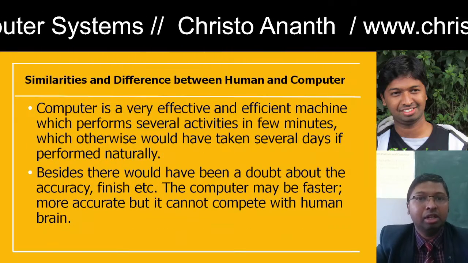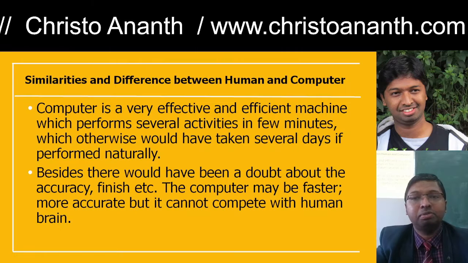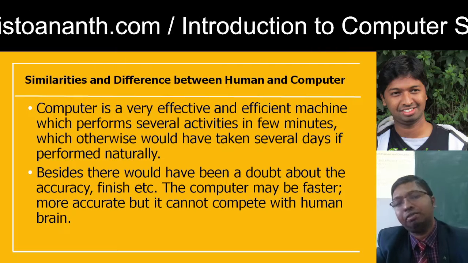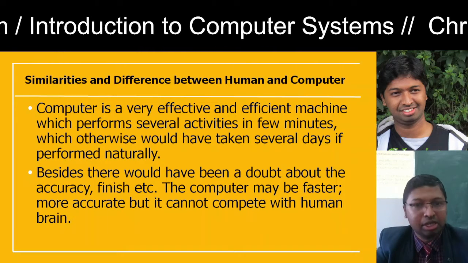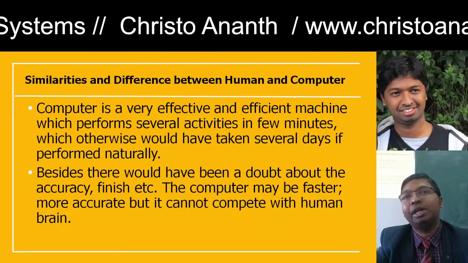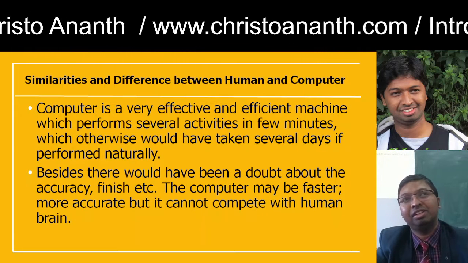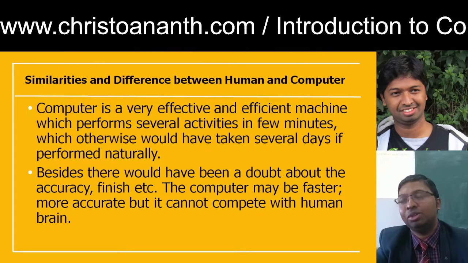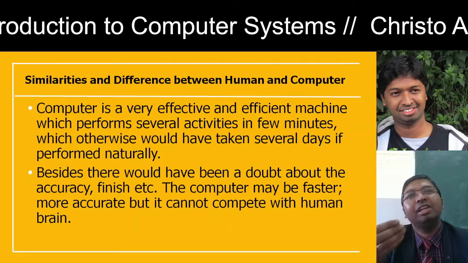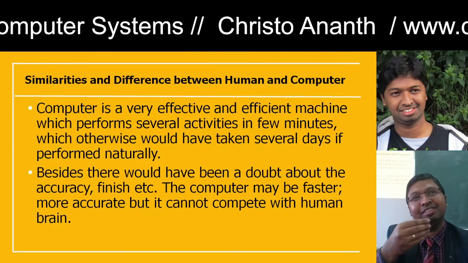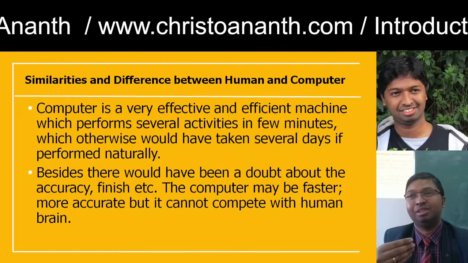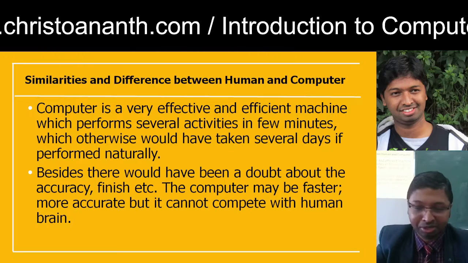Okay, and there are similarities as well as differences between human and computer. Computer is a very effective and efficient machine which performs several activities within a few minutes. Okay, computers are faster, more accurate, but definitely you cannot compare a computer and a human being. A computer is a dumb box. A human being is capable of doing many things. You can eat, see your mobile, chat with your friend, do multiple tasks, do your assignment. You can do many more things. Computer cannot do it. Right.